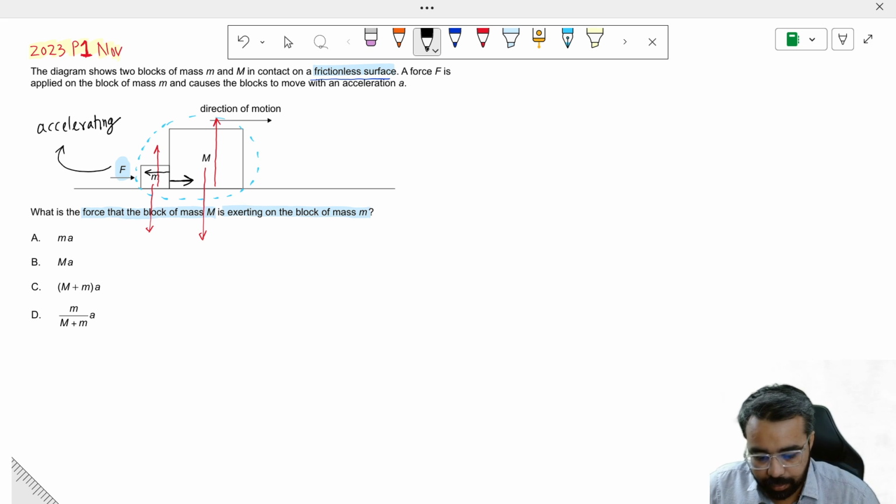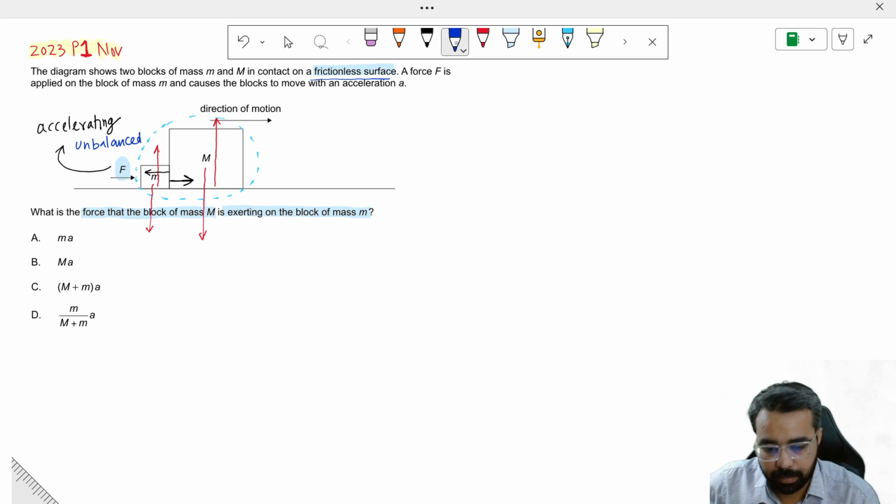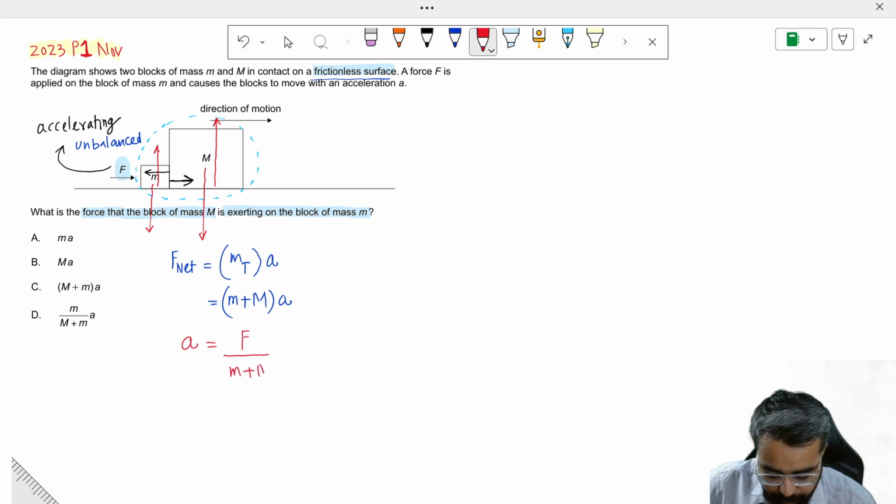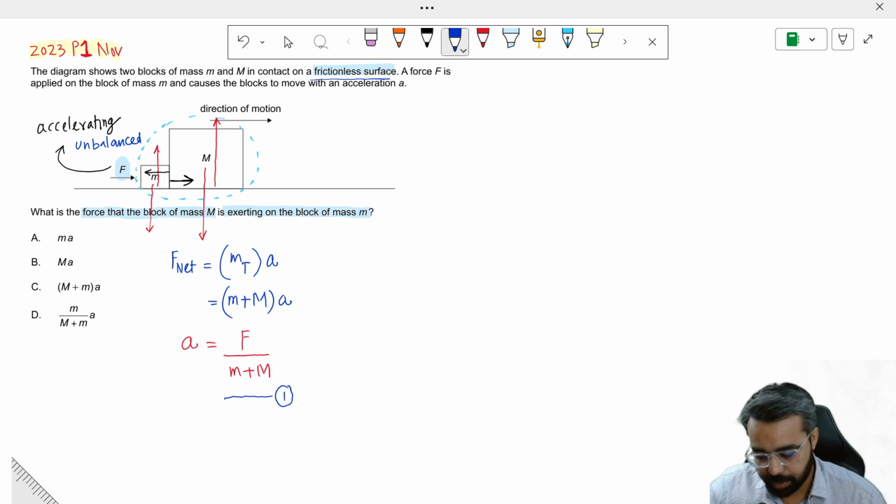So, if it is accelerating the whole system, and this is the only unbalanced force, then I can first of all apply Newton's second law, that says net force equals total mass times acceleration. What is the total mass? That's the sum of these two masses, times acceleration, and we can find the equation of acceleration, that is a equals the applied force divided by the sum of these two masses, a = F/(M + m). Now this equation is very crucial to solve this question. Okay, so first let's move towards the easier method.